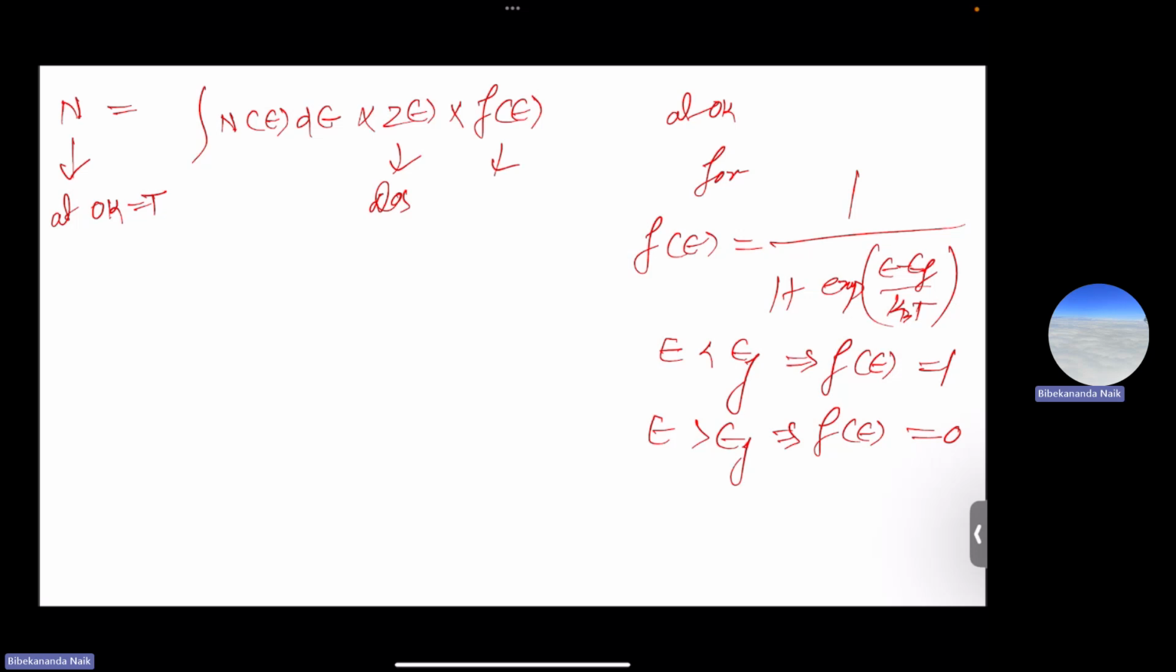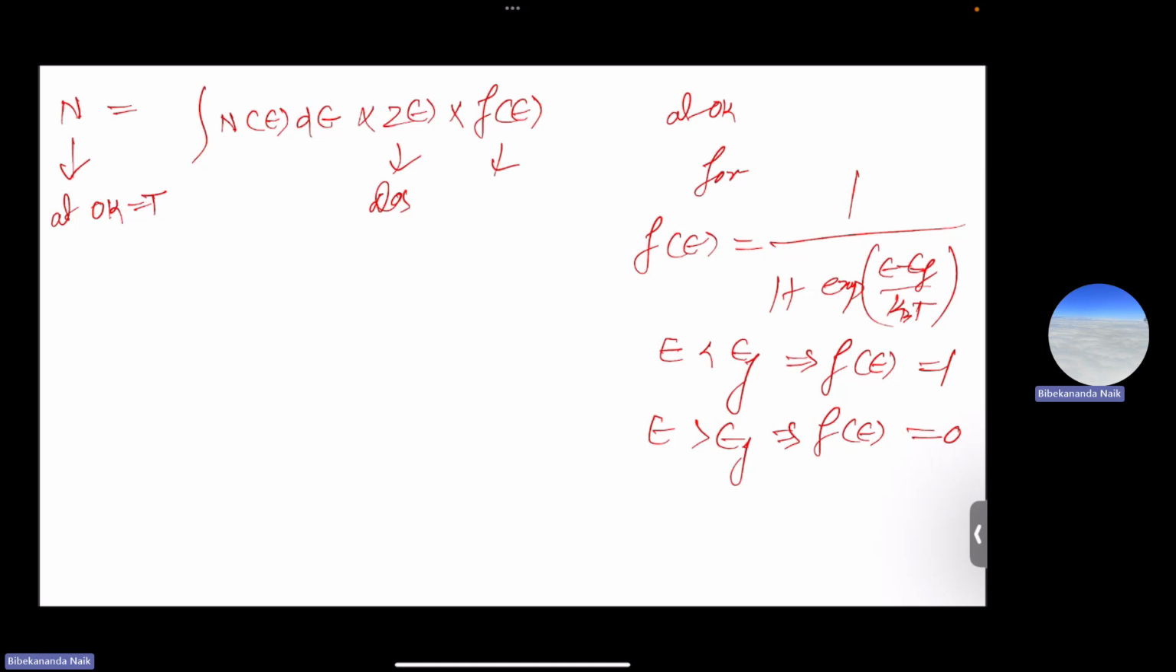You see, at absolute zero, we have exponential of E minus EF by 0. If this is positive, that is E is greater than EF, it will be exponential plus infinity, and 1 by infinity is 0. So for E greater than EF, Fe is 0. But if E minus EF is negative, that is E is less than EF, it will be exponential minus infinity, which means it will be 1.